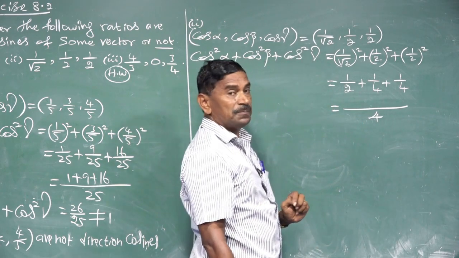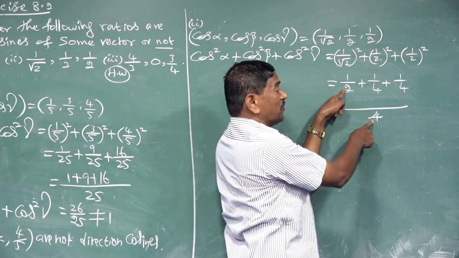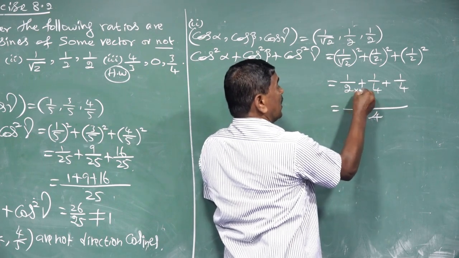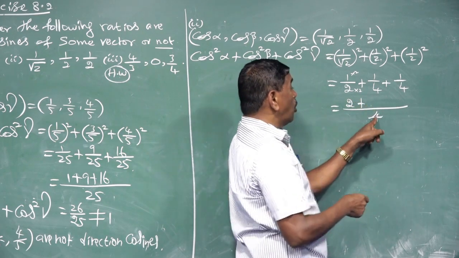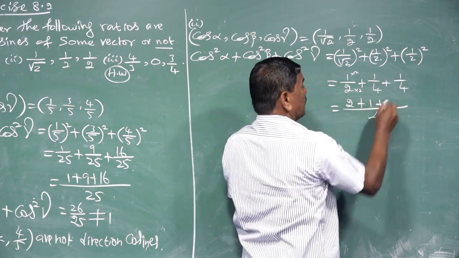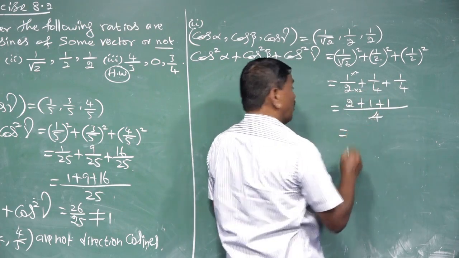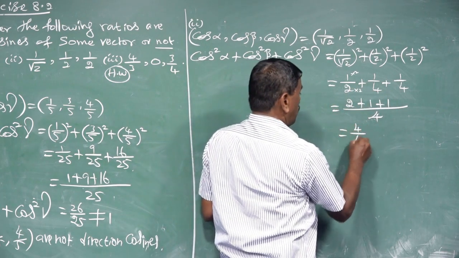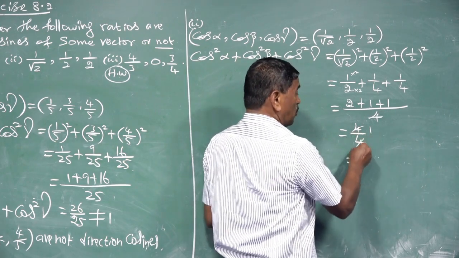Now simplification. How many 2's in 4? There are 2 2's. 2 2's are 4. Therefore, 2 into numerator: 1 2 is 2. Plus, now, how many 4's in 4? 1. Very good. So 1 4 is 4, therefore plus 1. What is numerator? 2 plus 1 equal to 4. So 4 by 4. 4 by 4 is equal to 1, because 1 4 is 4.